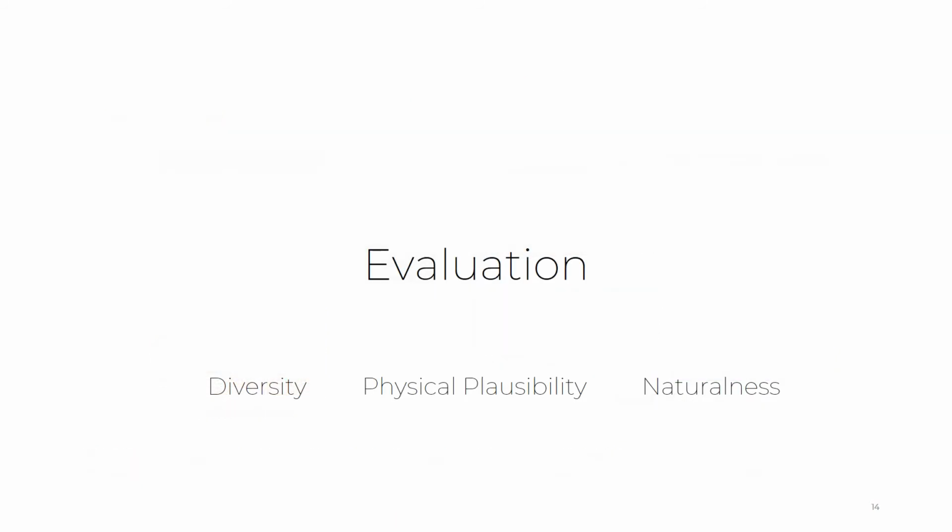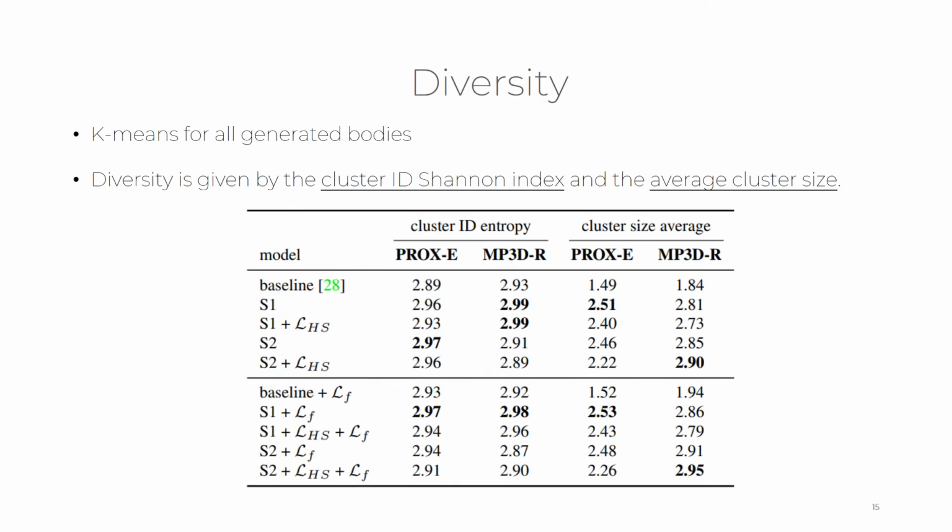We quantitatively evaluate our results by diversity, physical plausibility, and naturalness. To evaluate diversity, we use the cluster ID Shannon index and the average cluster size. The higher these two scores are, the better. The results show that the S1 model without human-scene loss performs better. What's more, the geometry-aware fitting can consistently improve performance.